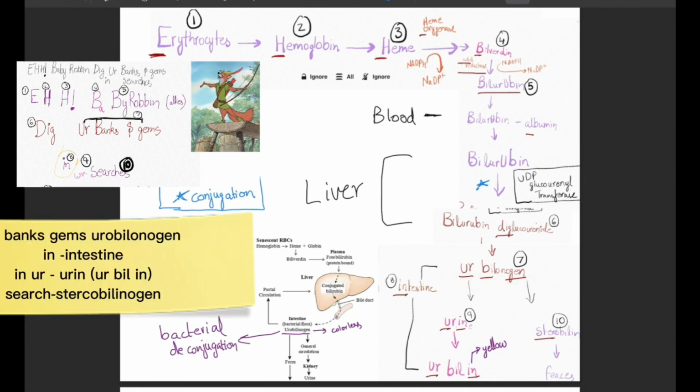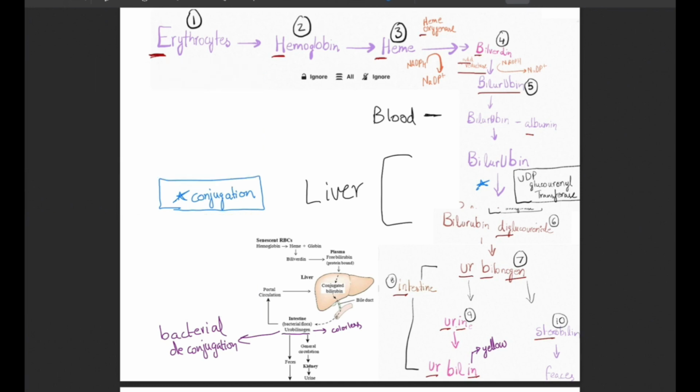For your banks and gems, you have urobilinogen, which is in the intestine. So in is for intestine, and in the intestine the deconjugation is carried out by the intestinal flora, and then your in is for urine, and you write your and in apart and then add bil, and this is urobilin, which is yellow, and stercobilin is in the feces.